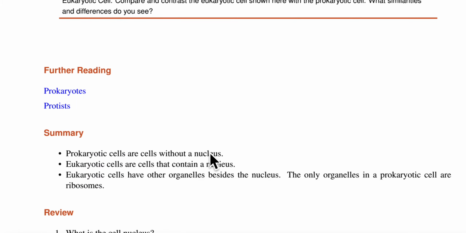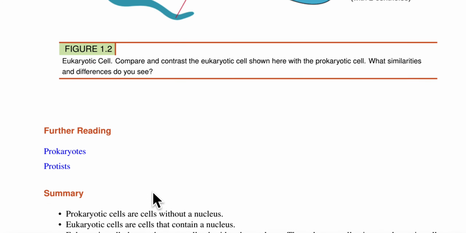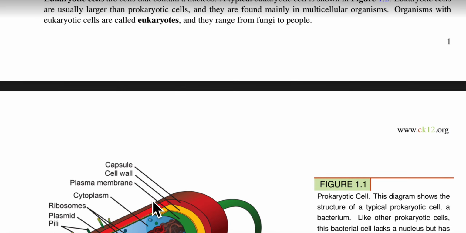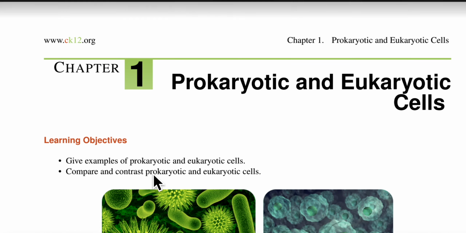The summary: prokaryotic cells are cells without a nucleus. Eukaryotic cells are cells that contain a nucleus. Eukaryotic cells have other organelles besides a nucleus. And the only organelles in a prokaryotic cell are ribosomes. And that has been a reading of prokaryotic and eukaryotic cells.